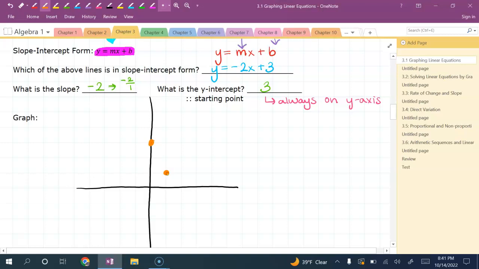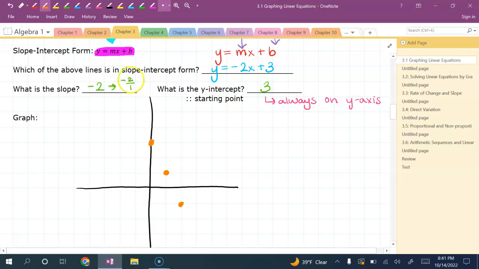Now, when you do this, you can do this as many or as few times as you would like. I usually do at least a couple, so I'm going to go down 2 more and right 1 more again, just so I can get a really good idea of where this graph is going to go. And then I'm going to go ahead and connect my dots.